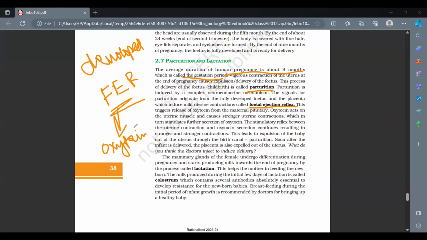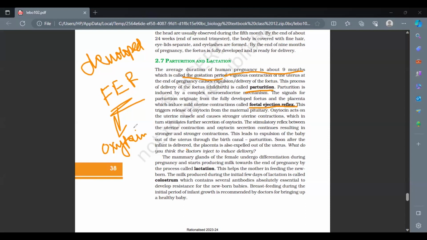Now you can understand what happens when the fetus is initially fully developed. It starts liberating certain reflexes to the placenta, to the mother's blood. That leads to uterine contraction, but that is a mild contraction. This mild uterine contraction gives signals to the mother's pituitary to release the hormone oxytocin. And this oxytocin continuously gets released and produces stronger and stronger contraction. This stronger contraction allows the expulsion of the baby from the birth canal, and that process is known as parturition.